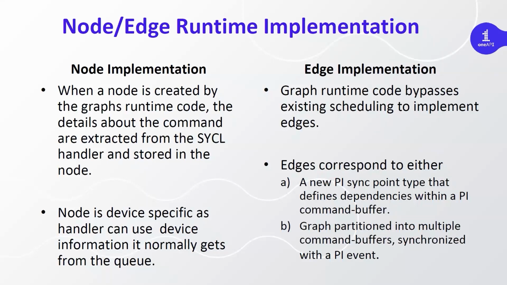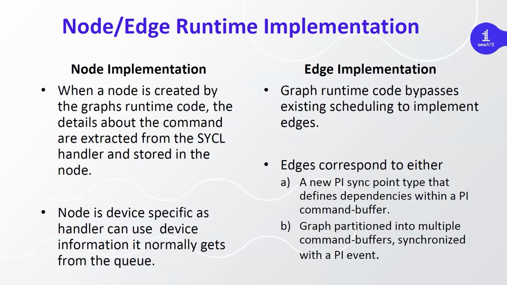As part of doing that change, we worked out we need our definition of a node to be device specific, because the handler can often use device specifics it normally gets from the SYCL queue. For example, when implementing reductions in DPC++, you can use device workgroup or subgroup size for that. So we need that device information in order to be able to do this.